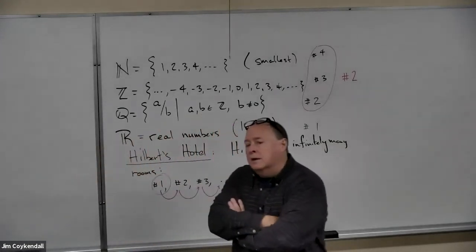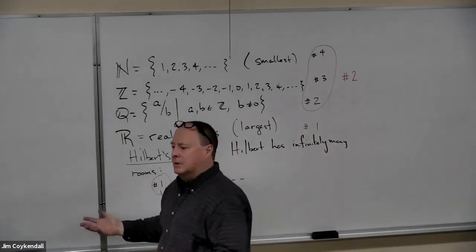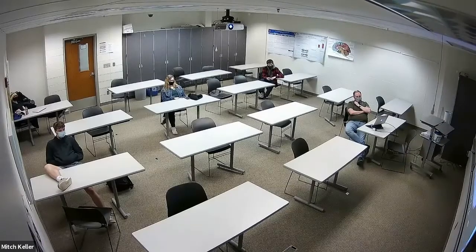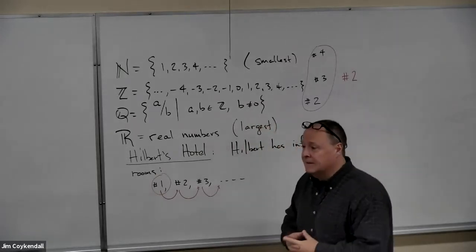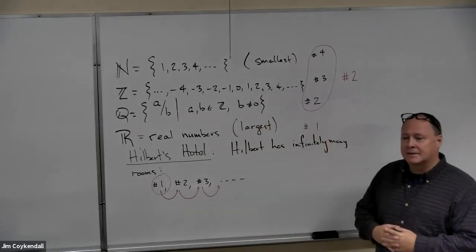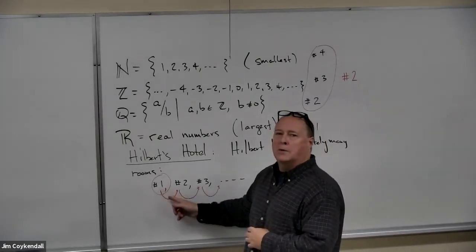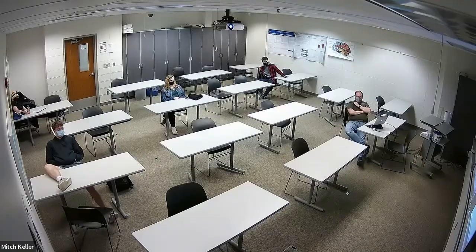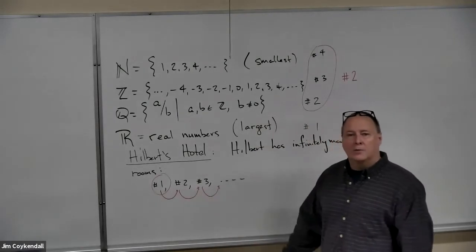Can somebody, by the way, describe a process? What if instead of one guest that came late, what if you had 20? What could you do? What if you had 20 guests? Well, instead of having the guests from room 1 move to room 2, where could they move? 21. Yeah, move to 21, 22, 23, and so forth, leaving the first 20 rooms open for your new guests.